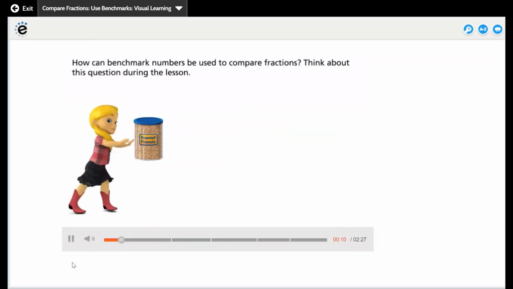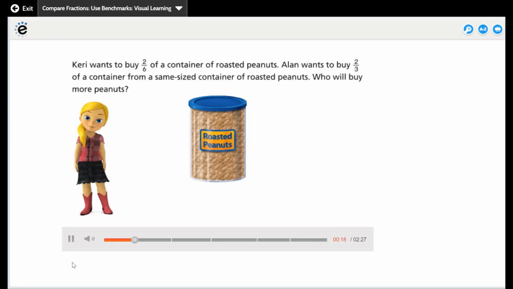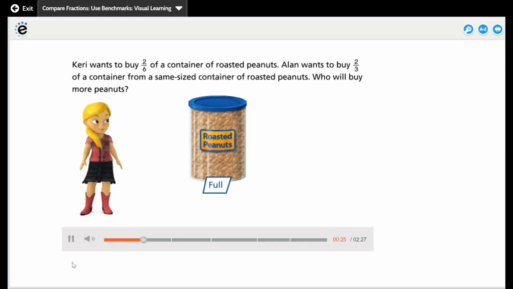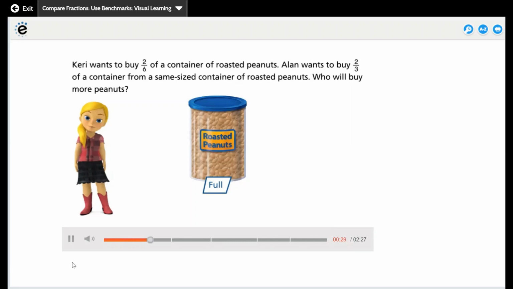How can benchmark numbers be used to compare fractions? Think about this question during the lesson. Carrie wants to buy 2/6 of a container of roasted peanuts. Alan wants to buy 2/3 of a container from a same-sized container of roasted peanuts. Who will buy more peanuts?